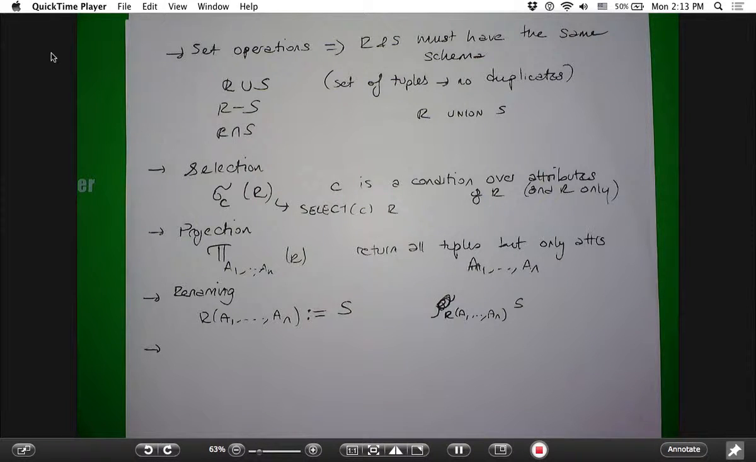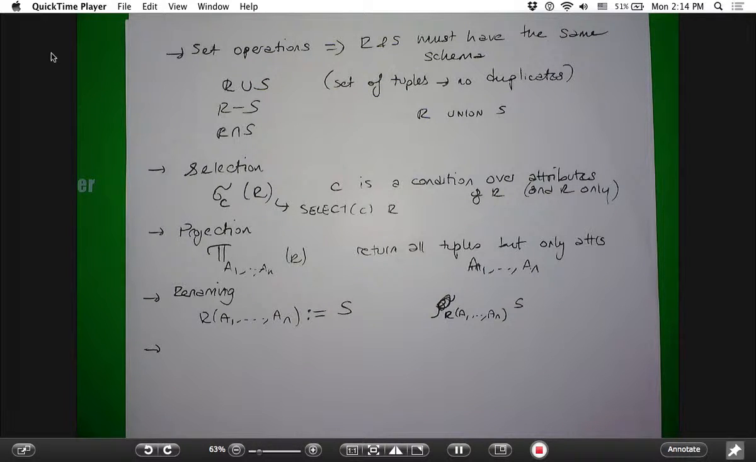Yes? Can you add attributes for rename? No, you cannot add attributes for rename, but technically there is this extended projection where you basically can repeat attributes. We don't need it right now, but that's technically possible. So you cannot add, but technically you can add a column that is just a constant value, for example. All of these we will see a little bit later, they're a little bit more fancy. We will just learn the simple stuff first.